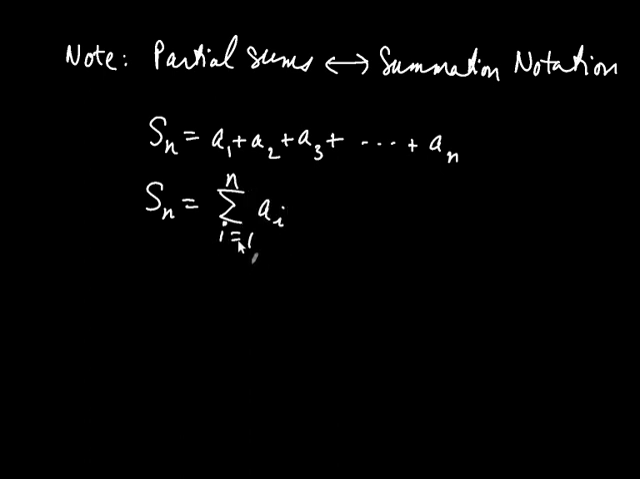Go ahead and look at this closely. If i starts at 1, you get a1, and it goes all the way up until i gets to n. You add all those terms together, and that's exactly this right-hand side. This is a really important notation that you're going to be using a lot in calculus. I just wanted to put it out there that partial sums can be expressed conveniently using summation notation. Okay, until next time.